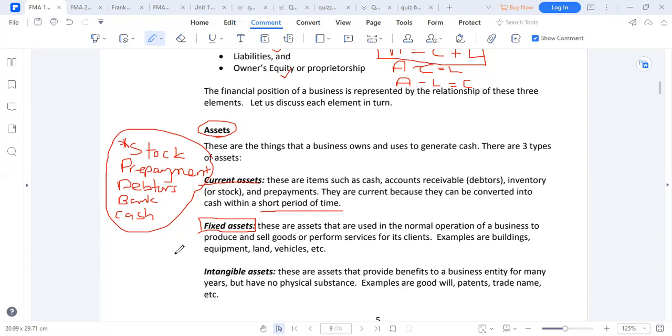Yes, it's very clear. Okay, so fixed assets are simply assets used in the normal operation of a business to produce, to sell goods or perform services for its clients. Examples of fixed assets are buildings, equipment, land, vehicles. The other term for fixed assets is non-current assets.